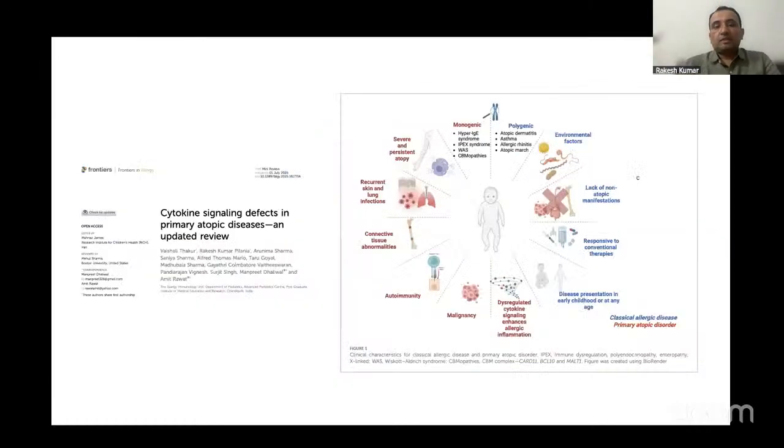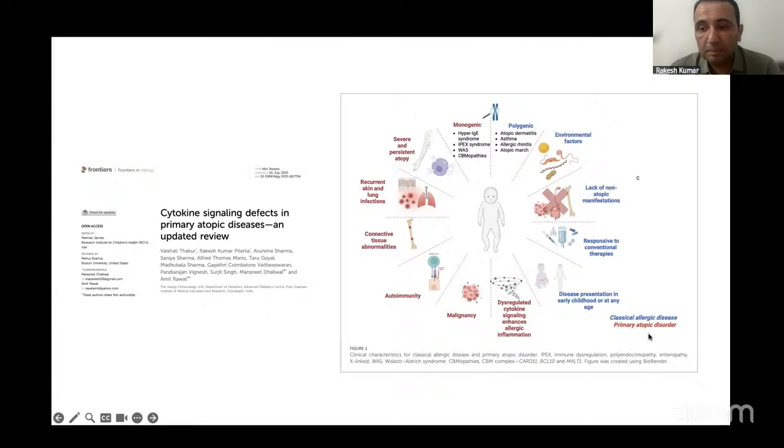If I just summarize in the next two to three slides, we have primarily classical allergic diseases, highlighted in blue, while there are primary atopic disorders. These come under the inborn errors of immunity, and primary atopic disorders have underlying genetic defects. Classic allergic diseases are polygenic, something like atopic dermatitis, asthma, allergic rhinitis, associated with the atopic march. Environmental factors are in play, there is a lack of non-atopic manifestations typically, they are responsive to conventional therapy, and the disease can present in early childhood or at any age.